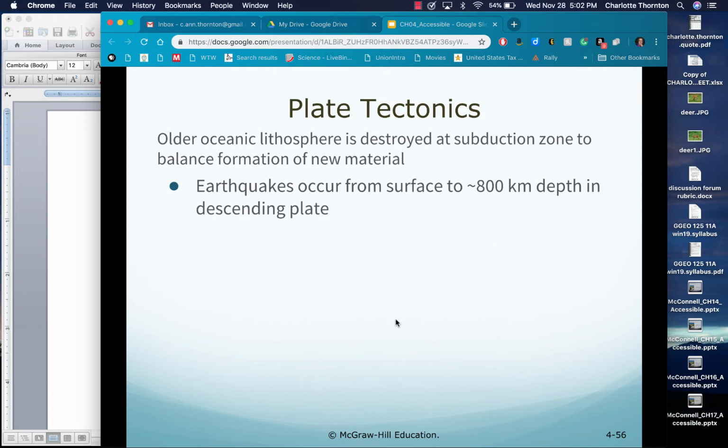Earthquakes occur from the surface to a depth of 800 kilometers in the descending plate. That's the plate that goes under.